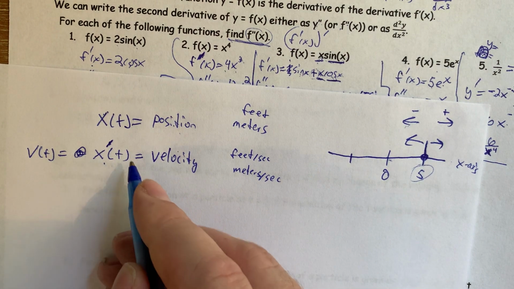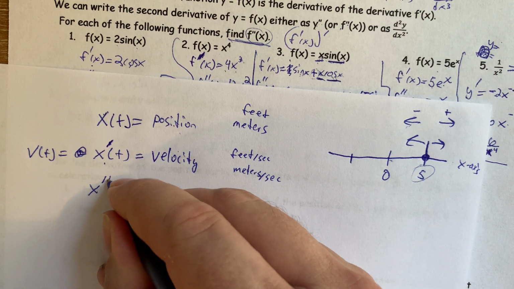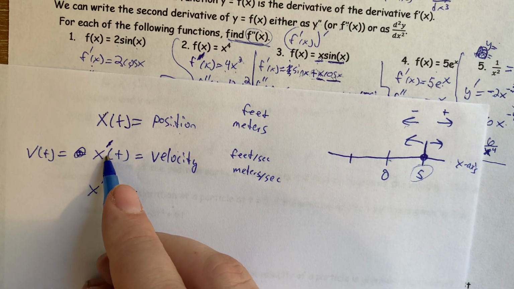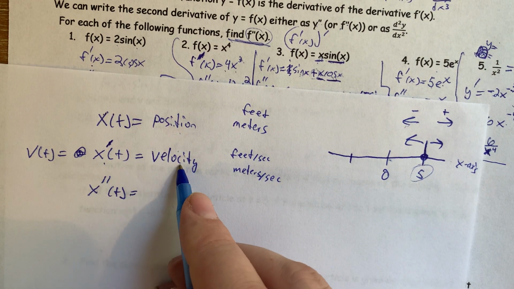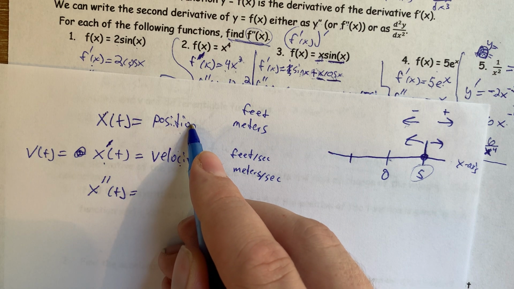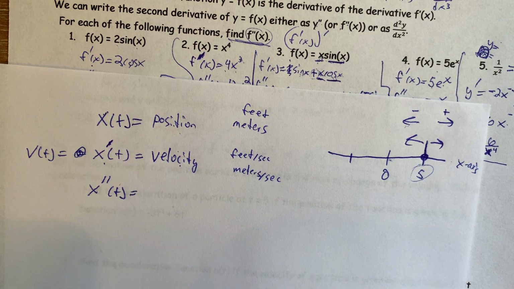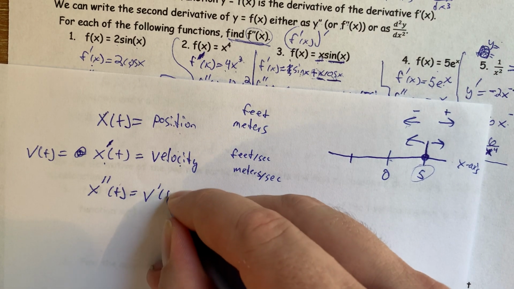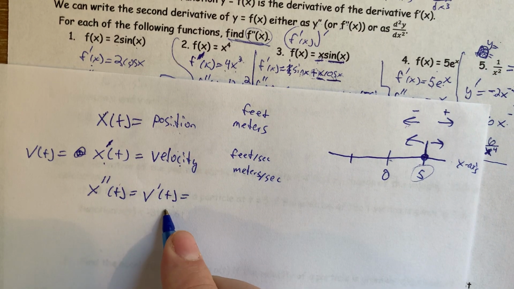All right, but now we're talking about the second derivative. And the second derivative of the position means the derivative of the derivative. So the velocity is how the position is changing. The derivative of velocity means how the velocity is changing. So this is v prime of t. It's how is the velocity changing?